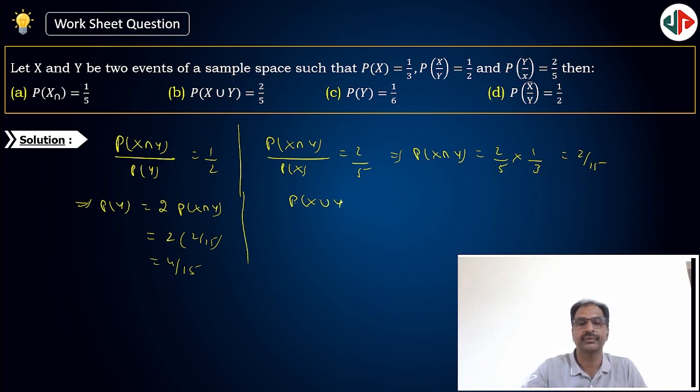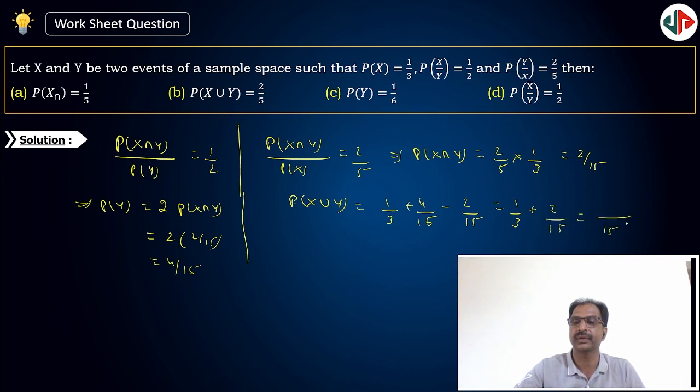Now let us find P of X union Y, which is P of X plus P of Y minus P of X intersection Y. So this is 1 by 3 plus 2 by 15. LCM is 15. 5 plus 2, 7 by 15. So option B is wrong. P of Y is 4 by 15. Option C is wrong. Now let's find fourth option.